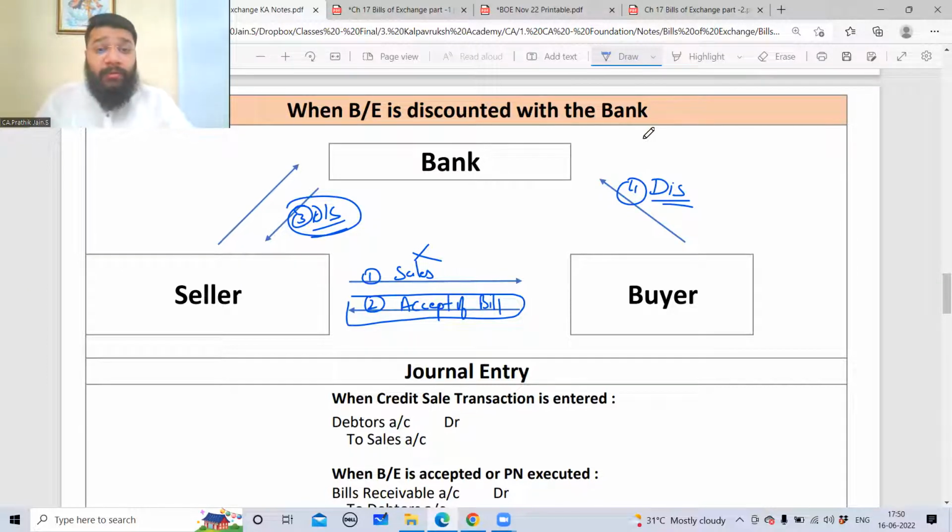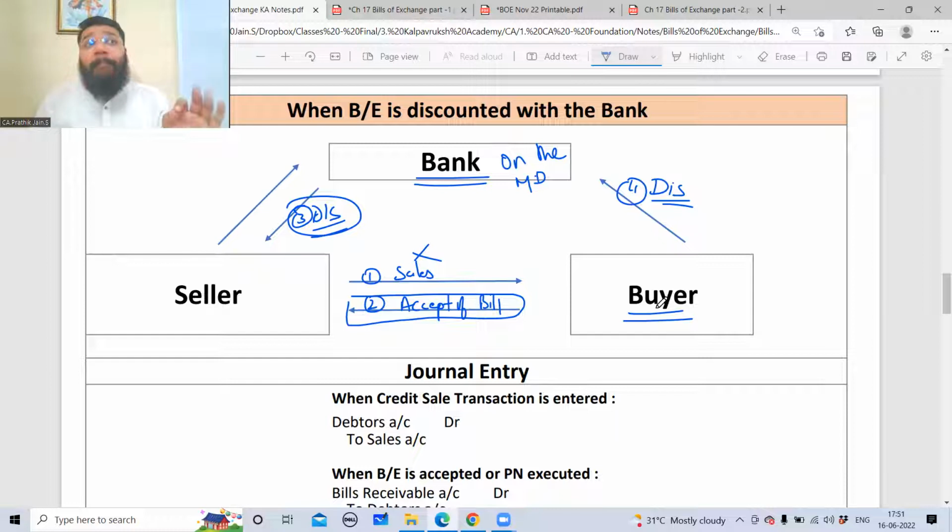Now, listen to me very carefully. On the due date, on the maturity date, what will the bank do? Bank will present the bill to the buyer. What did the buyer do? Buyer said, get lost, I'm not paying. Clear? Now, do you think that the bank will run behind the buyer, saying please make me the payment? Or do you think the bank will go to court and file a case against the buyer? Is it the responsibility or the headache of the bank to recover money from the buyer?